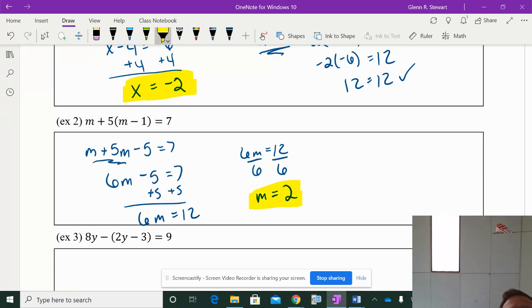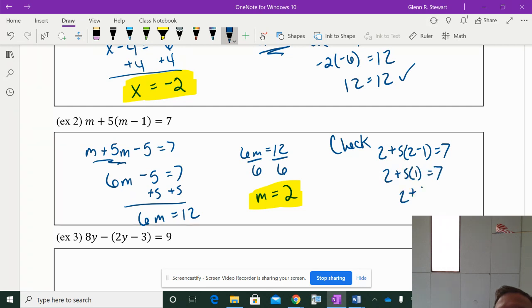Once again, it doesn't matter how many m's you have. You can always do your little check. 2 plus 5 times 2 minus 1 equals 7. 2 plus 5 times 1 equals 7. 2 plus 5, that does equal 7. So we're good.